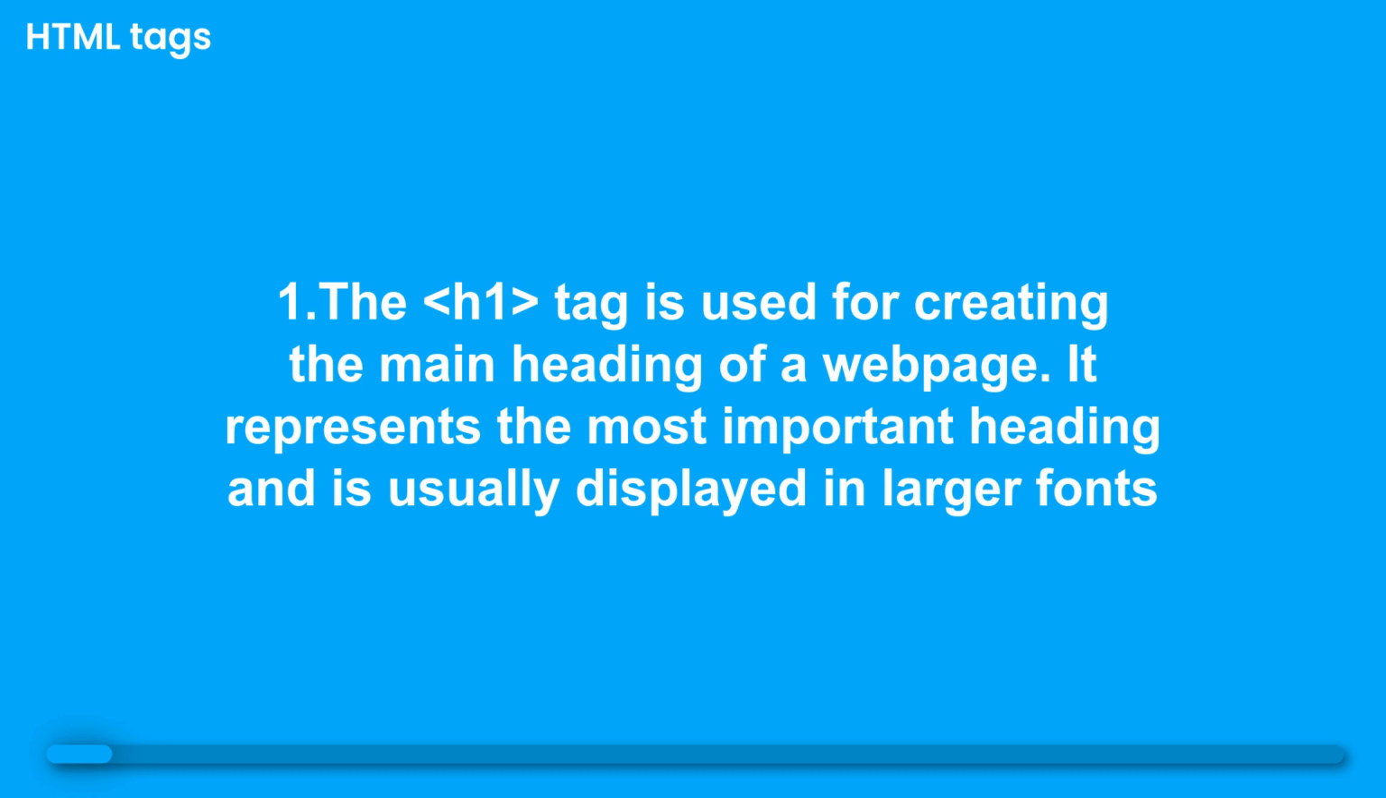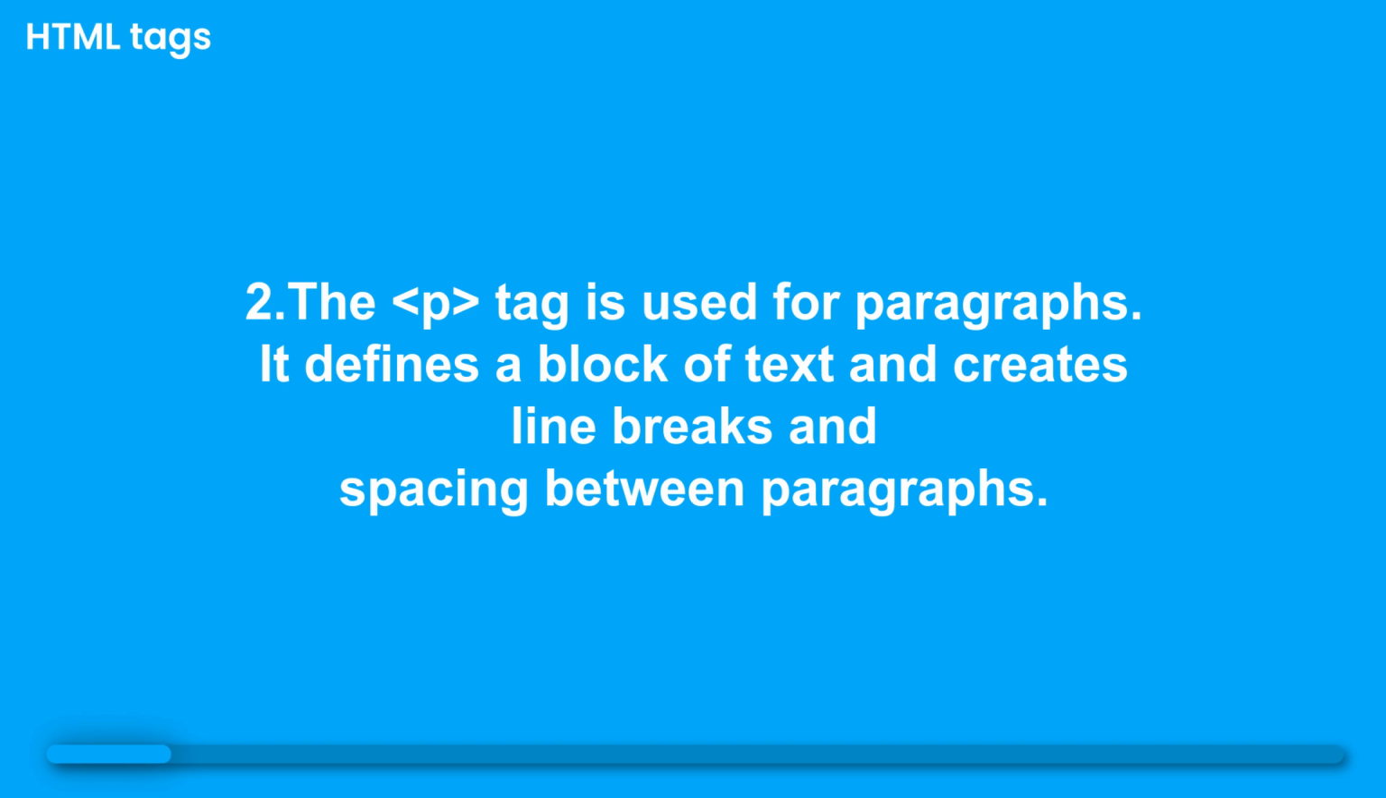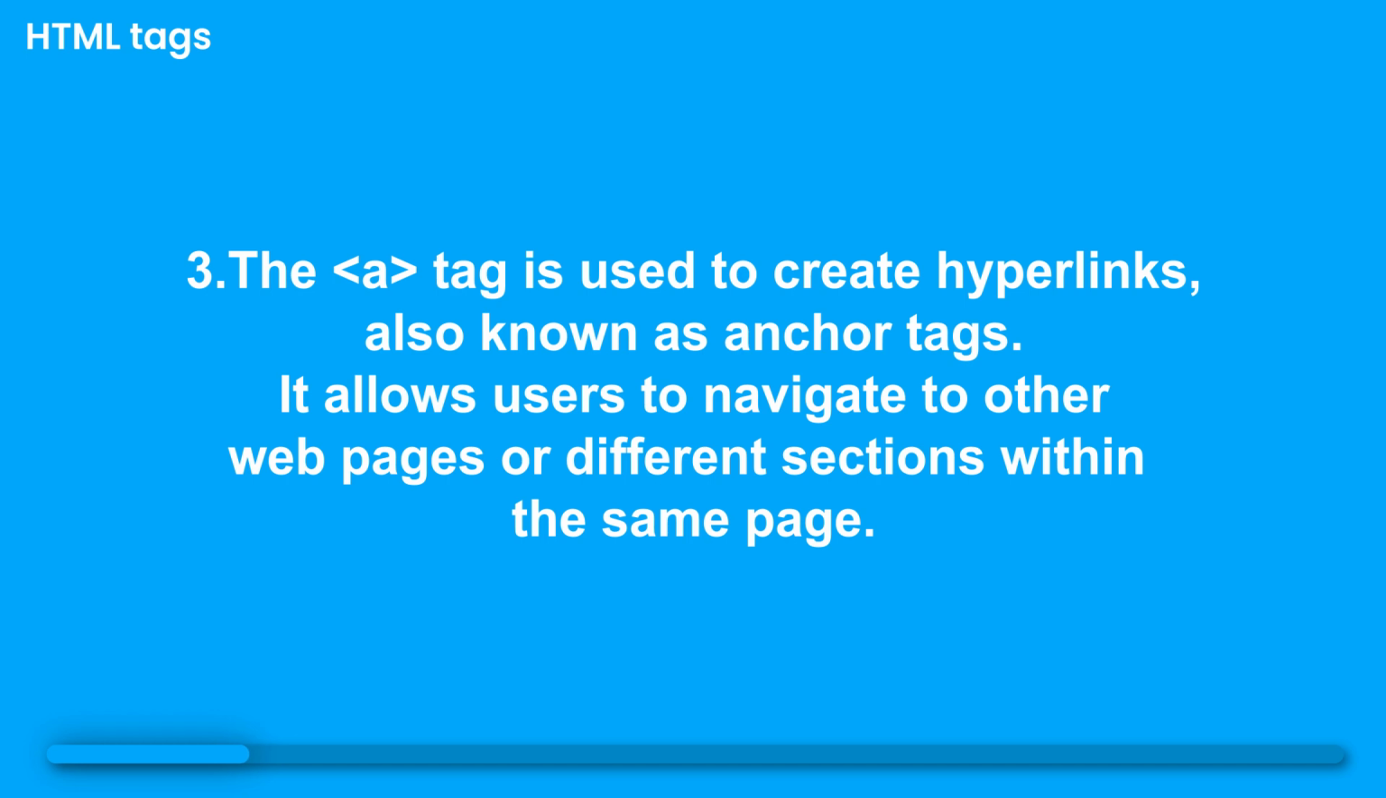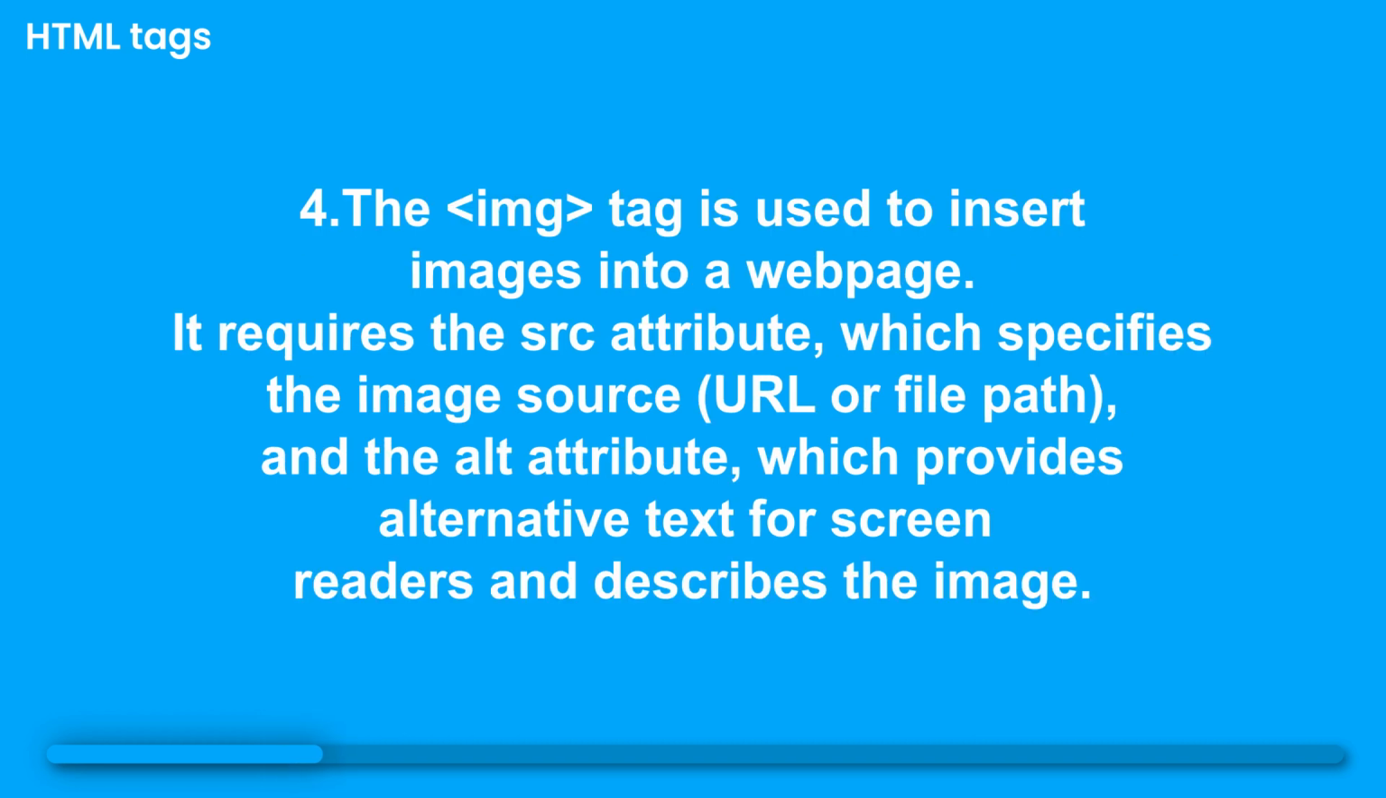1. The H1 tag is used for creating the main heading of a web page. It represents the most important heading and is usually displayed in larger font sizes. 2. The P tag is used for paragraphs. It defines a block of text and creates line breaks and spacing between paragraphs. 3. The A tag is used to create hyperlinks, also known as anchor tags. It allows users to navigate to other web pages or different sections within the same page.